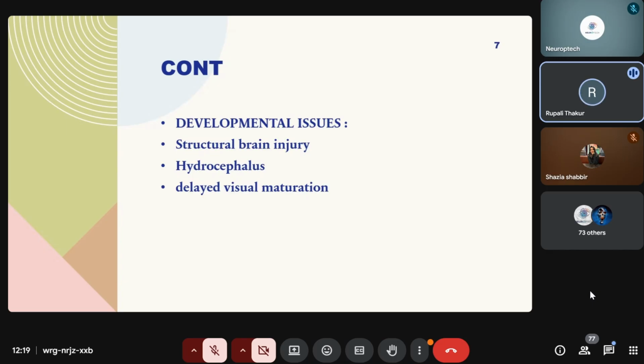And delayed visual maturation, because the brain is not working fine, so they are not able to confirm visually what type of object is there. Even some of the time they are not responding to the light.